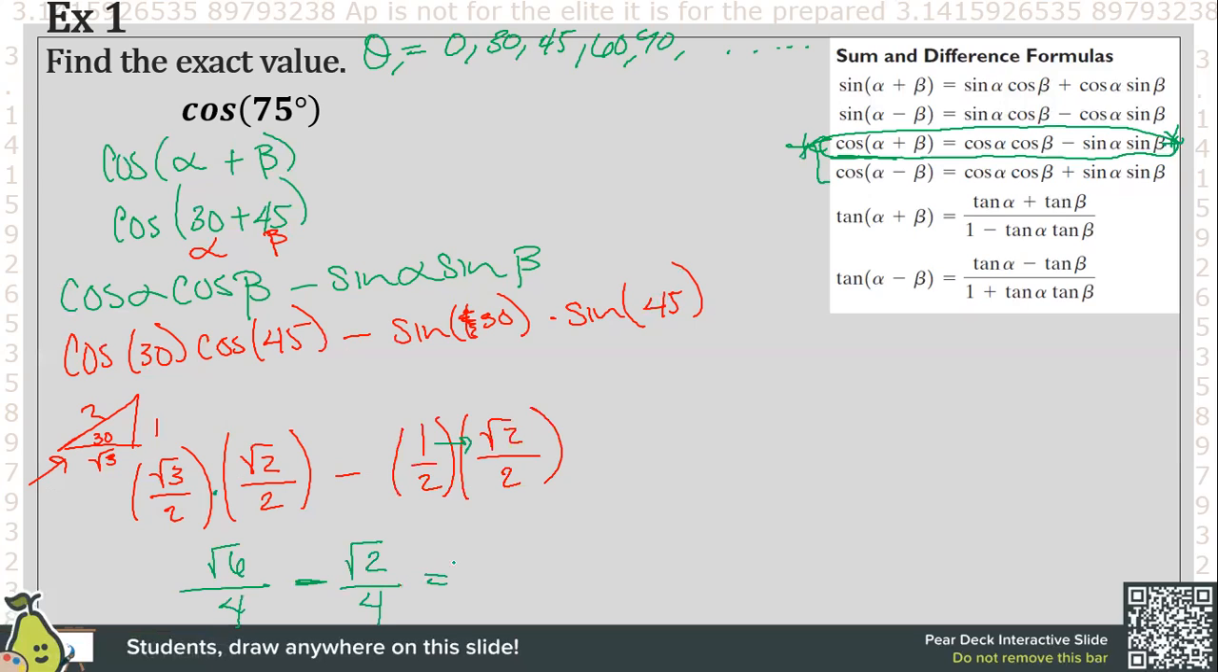Okay, so from here, a lot of students like to go ahead and subtract the insides and say square root of 4, but actually keep in mind those are not like terms, so it has to stay square root of 6 minus square root of 2, and then the 4 stays as the denominator. Okay.